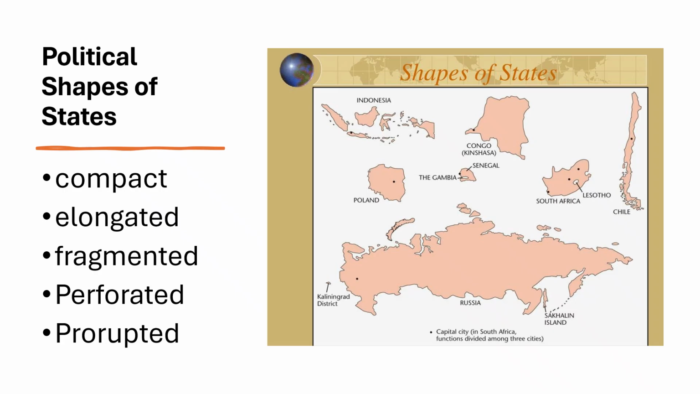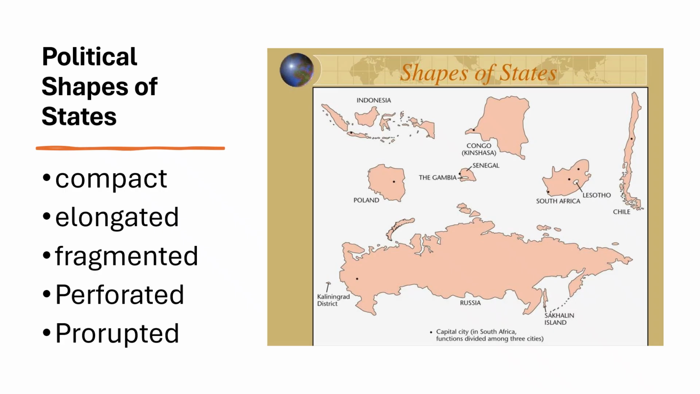Political shapes of states include compact, elongated, fragmented, perforated, and prorupted. We no longer must memorize the political shapes of states for the exam, but we do need to understand how the different shapes impact the states. So the shapes are important in terms of governing.